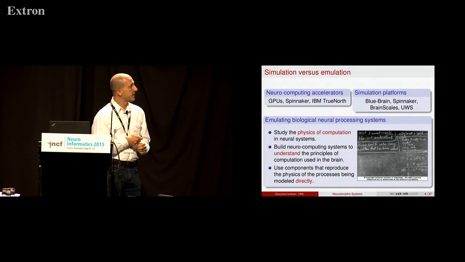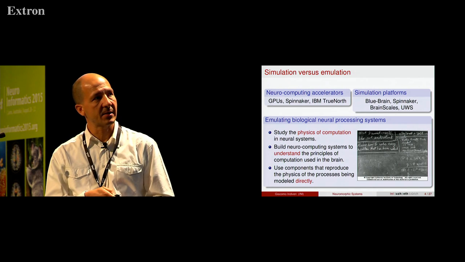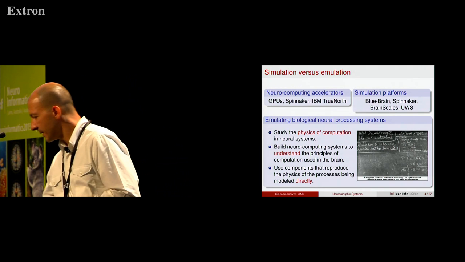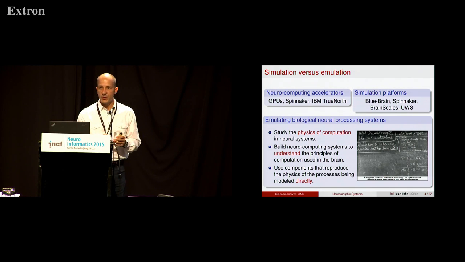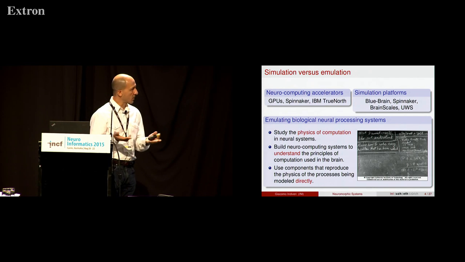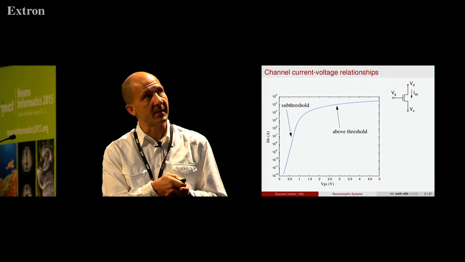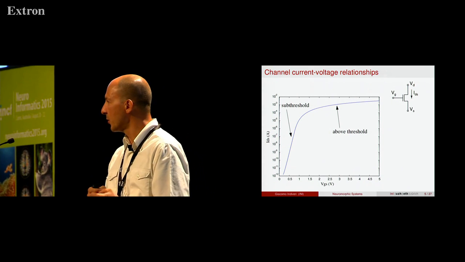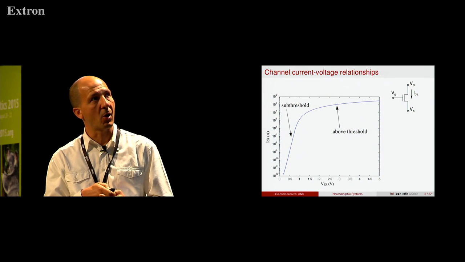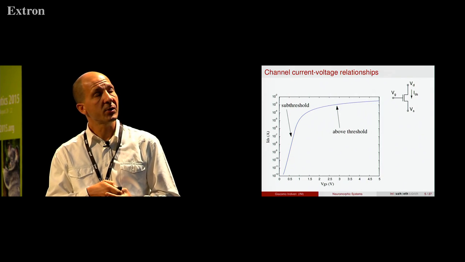And the important point is that if you follow this approach, it's important to use components that directly reproduce the physics of the processes being modeled. What I mean by that is that when we use electronics, we have to use them in a way that directly emulates the processes of neural systems. If we look at transistors, this is the symbol of a transistor, the basic fundamental unit in all of the chips that we make. Instead of using them as a digital fully on or fully off device, like you would do in digital, we use them in analog.